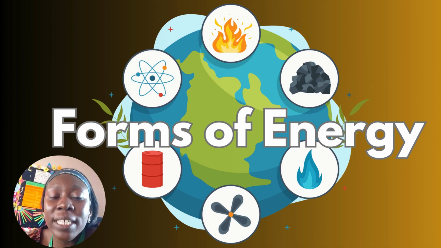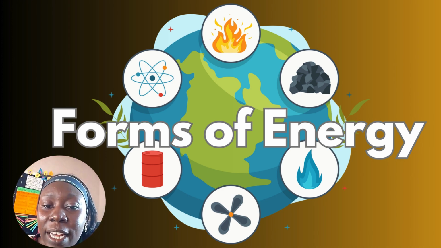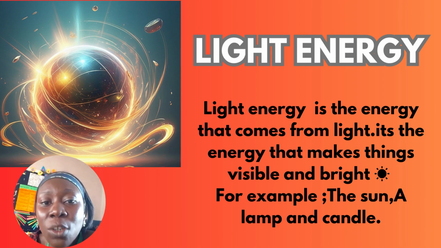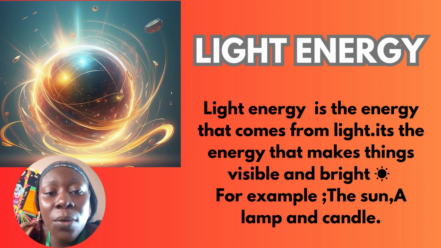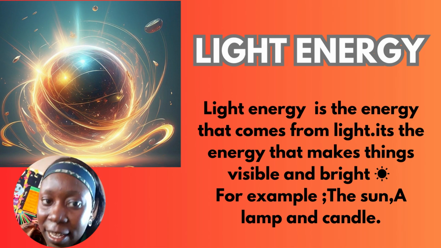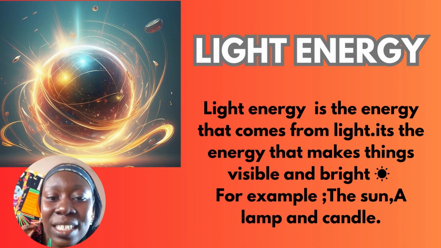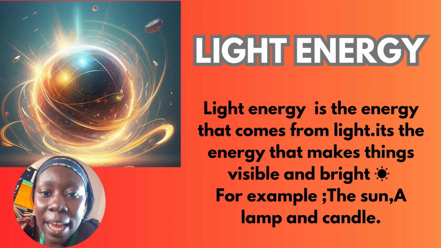So, what are the forms of energy? Where do we get energy from? So, we have light. Light energy. Light energy is the energy that comes from the light. It's the energy that makes things visible, bright. For example, the sun, a lamp, and a candle.